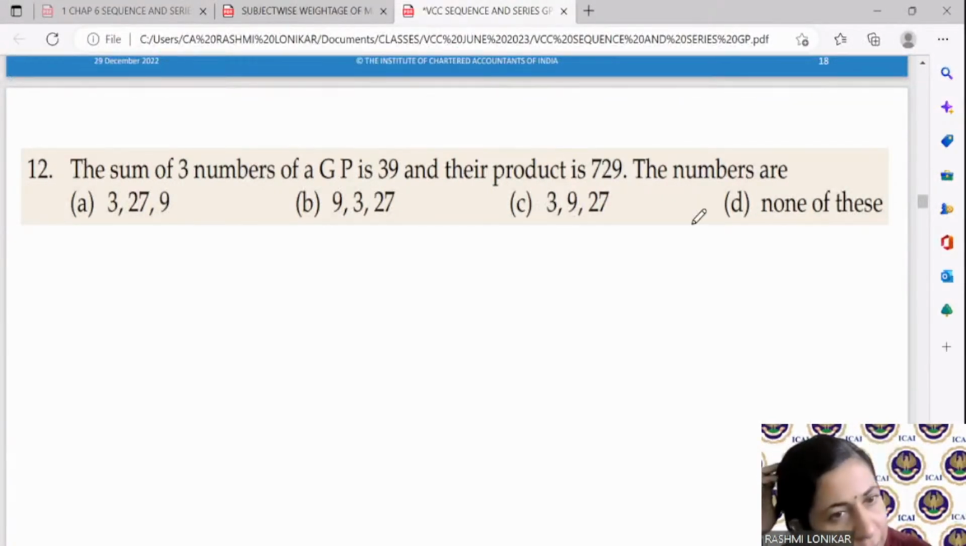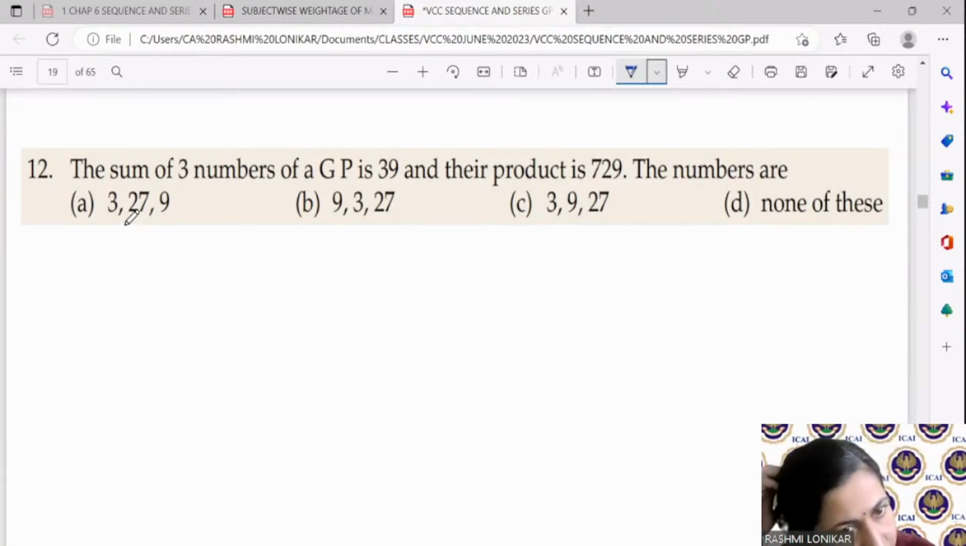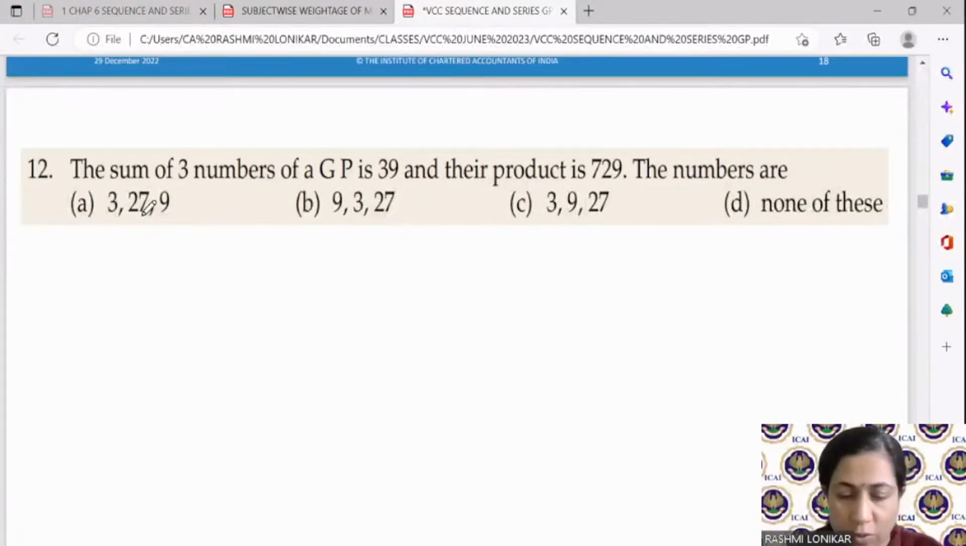Okay. Now let us see this. First let us check whether the condition is satisfied. The sum of the three numbers should be 39. So we have 3 plus 27 plus 9, 39. And the product should be 729. So 3 into 27 into 9, 729. So all the three options are satisfying the condition.